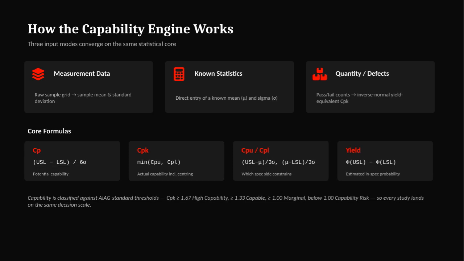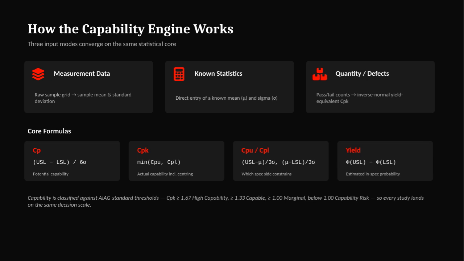It uses three different input modes that all feed into the same statistical core. First, the measurement data mode takes a raw sample grid, then calculates the sample mean and standard deviation directly. This is useful when you have detailed measurement data on hand. Next, the known statistics mode allows you to enter a pre-calculated mean and sigma, that's the average and standard deviation, directly. This comes in handy when, for example, a supplier gives you summary statistics instead of raw data.